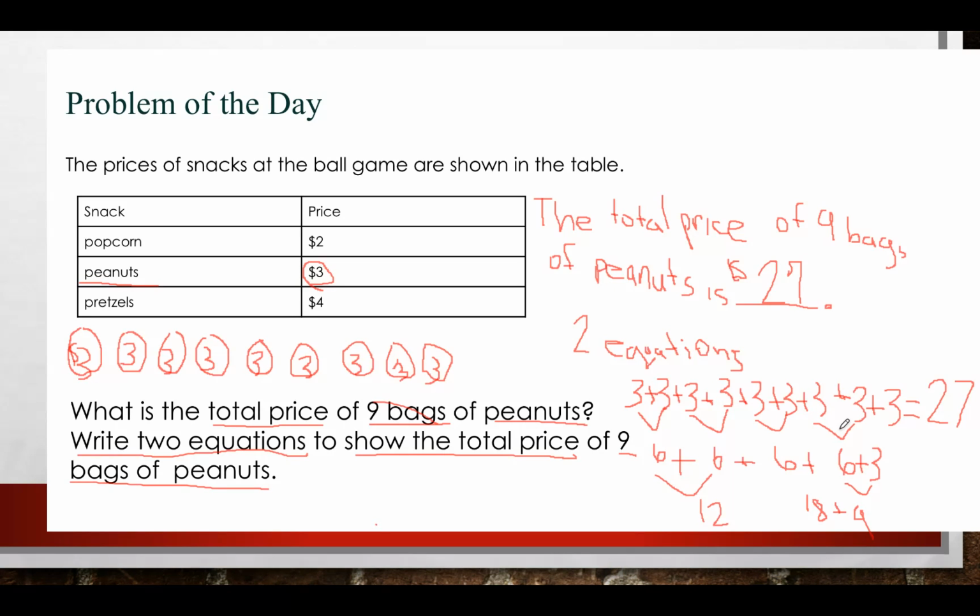So the next equation, because we said this is repeated addition, we look over here first to see how many groups we have. How many groups do we have? 1, 2, 3, 4, 5, 6, 7, 8, 9. We have 9 groups of 3. So 9 times 3 equals 27. So that's what you should have had on your paper as well. All right. So now let's go to the next one.